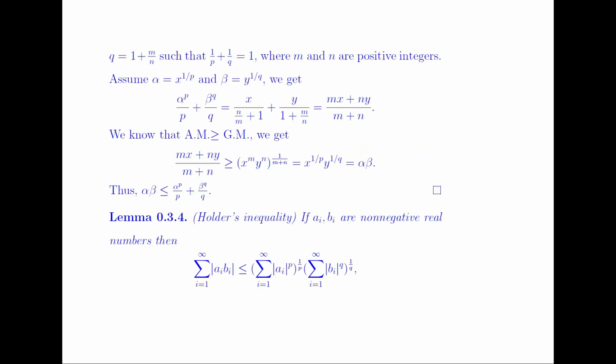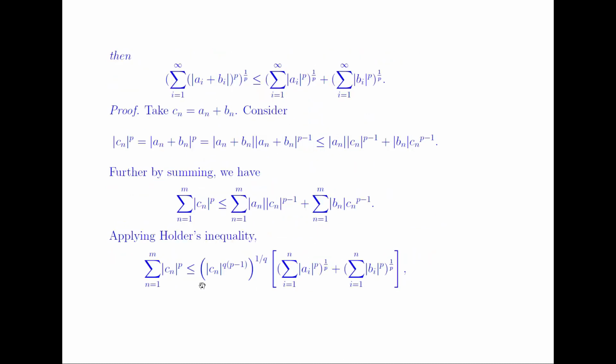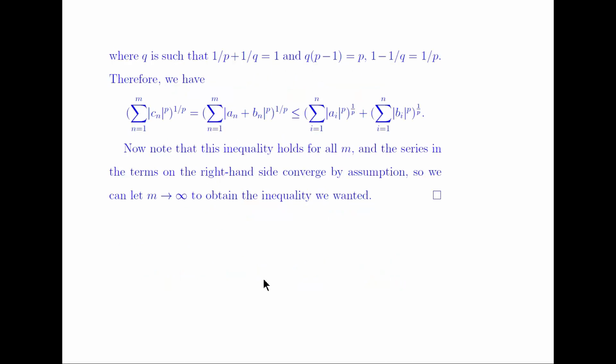So we have used the Holder's inequality that we have already discussed. Holder's inequality states that the summation of |a_i b_i| is less than or equal to the summation of |a_i|^p whole raised to power 1/p into the summation of |b_i|^q whole raised to power 1/q. We have applied Holder's inequality to these parts, so we can get the required forms. Here 1/p plus 1/q is equal to 1, q into (p-1) is equal to p, and 1 minus 1/q is equal to 1/p.